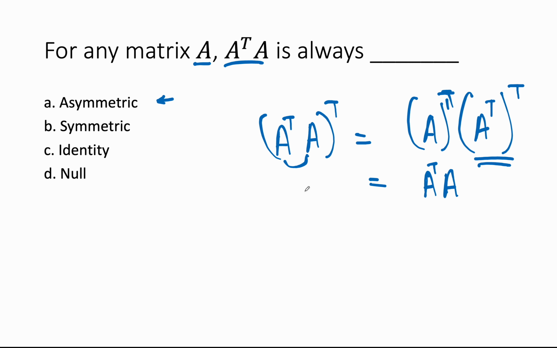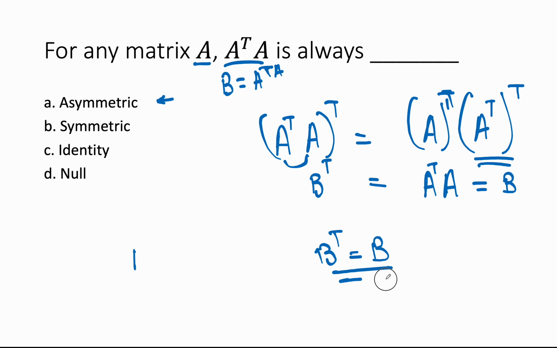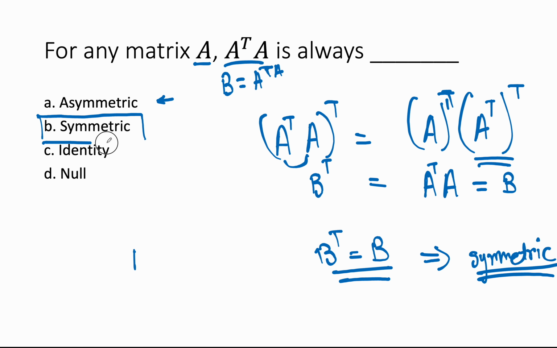Okay, so we can see that if we have the matrix, let's say B is equal to A transpose A, then the transpose of B is nothing but B. So we can see that B transpose is nothing but B. So that is nothing but a symmetric matrix. So this is the correct answer: B is the symmetric matrix.